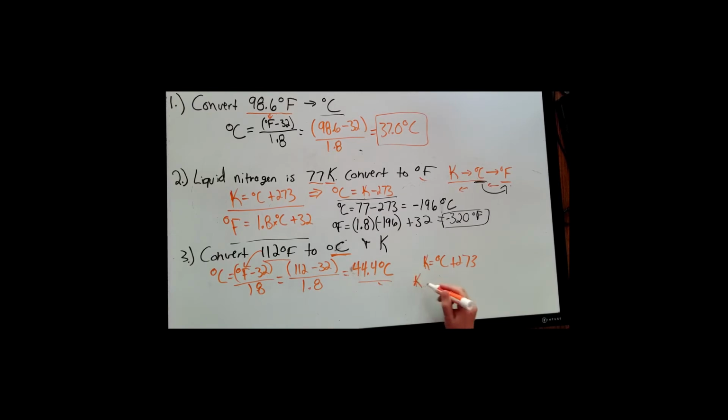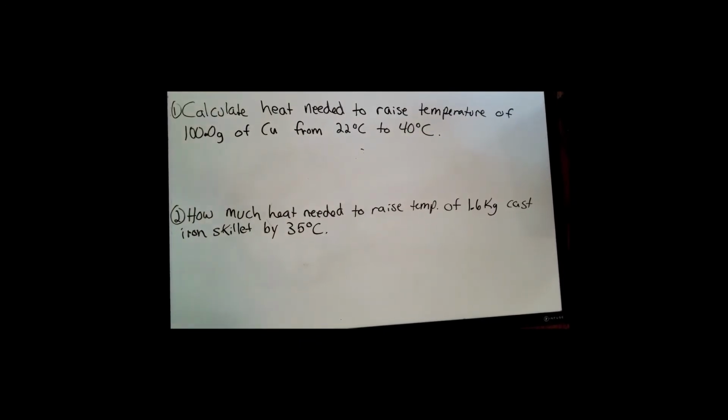All right, so let's get my 44.4. I'm going to add 273 to it. I get 317 Kelvin. All right, so that's temperature conversion. You've seen pretty much every type you'd ever be asked on it. So next we're going to look at heat calculations. So now we're going to look at those heat calculations.